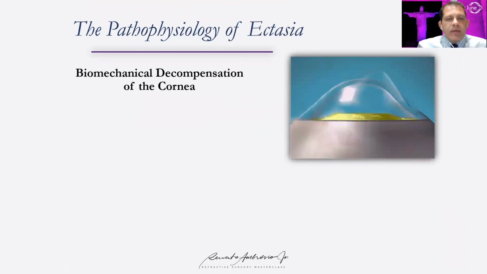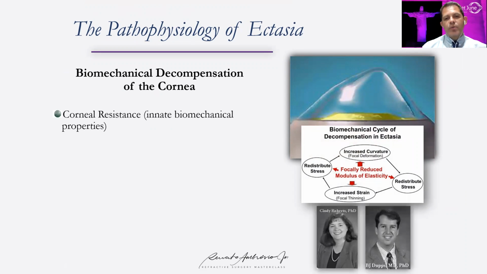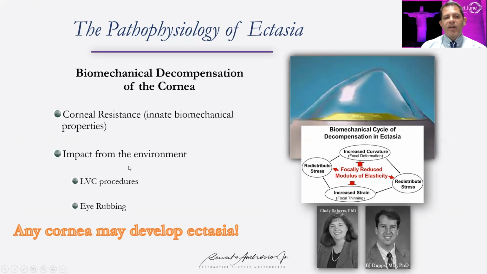Those two reports allude perfectly to the pathophysiology of ectasia, which I would say is probably related to any disease in medicine, which is related to the innate properties of the patient and the environment. Considering ectasia, corneal properties are related to biomechanics, and the biomechanical decompensation cycle, nicely described by Cynthia Roberts and B.J. Dupps, will be related to the innate properties of the cornea and the impact from the environment, including laser vision correction procedures. But the more important is the eye rubbing, which is continuously done by the patient, that causes the cornea to undergo ectasia progression and eventually the development of the disease.